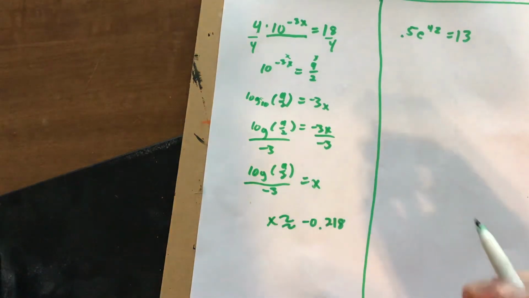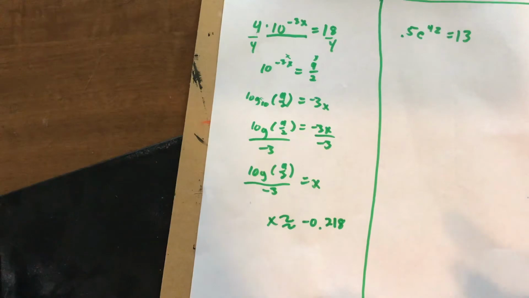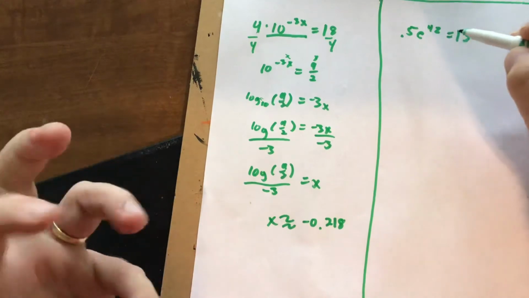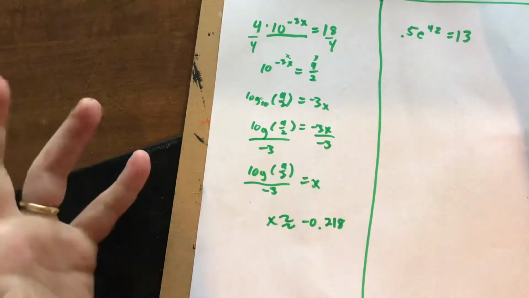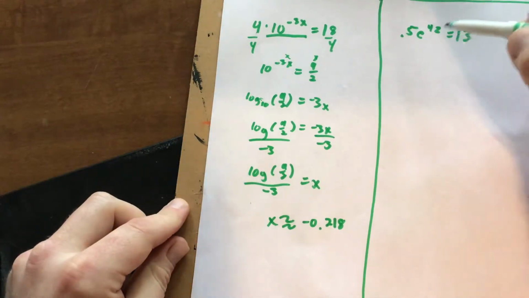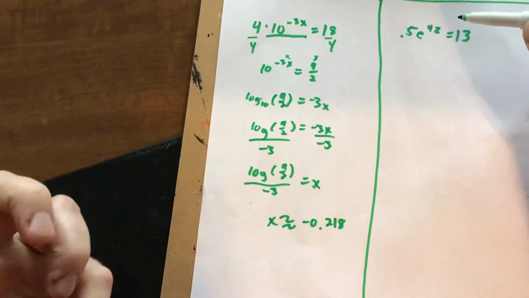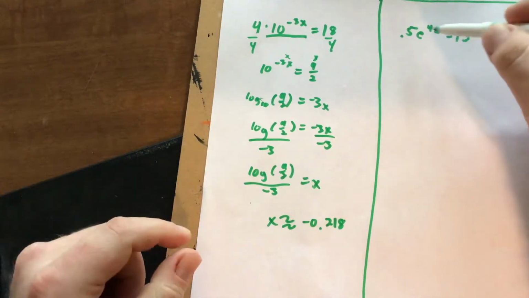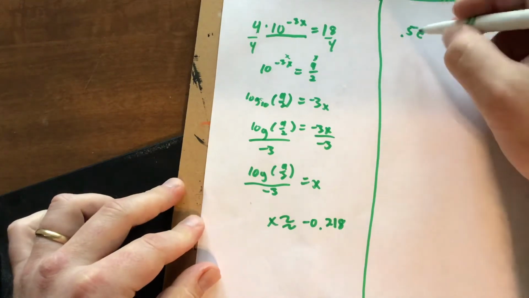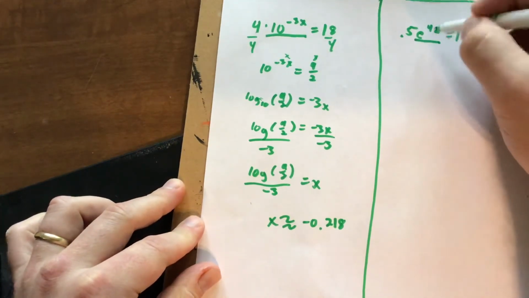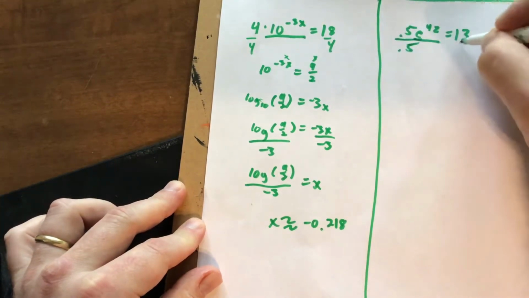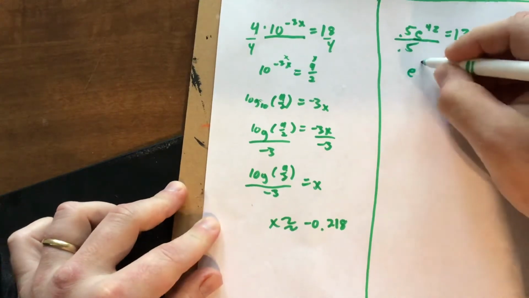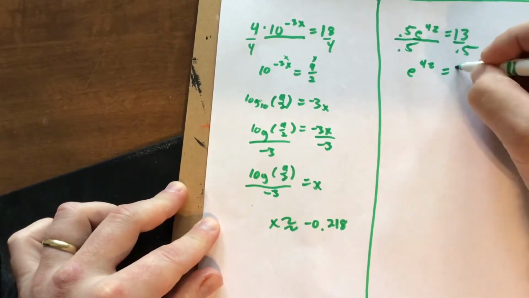All right. Okay, so this e, very similar idea. It's a number similar to pi. Like pi is approximately 3.14, and we use it a lot for circles. E is another number that occurs, and we use it a lot for continuous growth and whatnot. So we're going to treat it very similar here. I want to get this by itself so I can do some sort of logarithm with it. I've got to get rid of this 0.5, so I'll divide by 0.5. So I have e to the 4z equals, that makes 26.